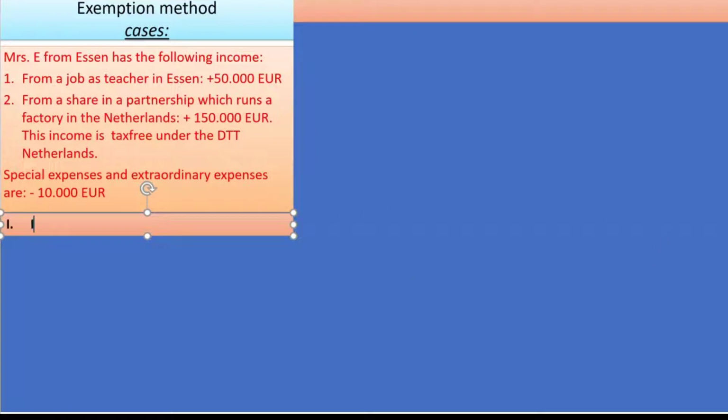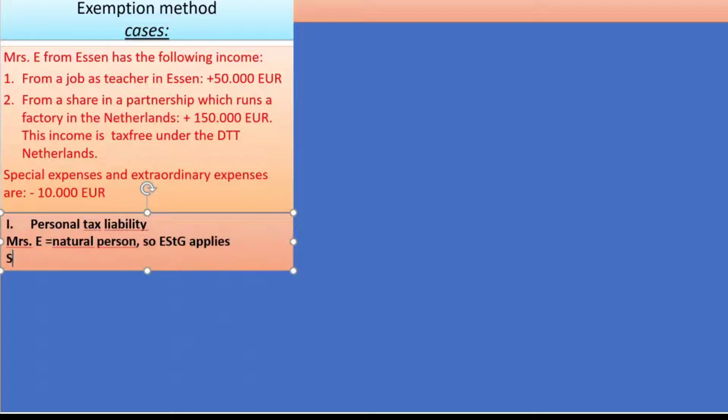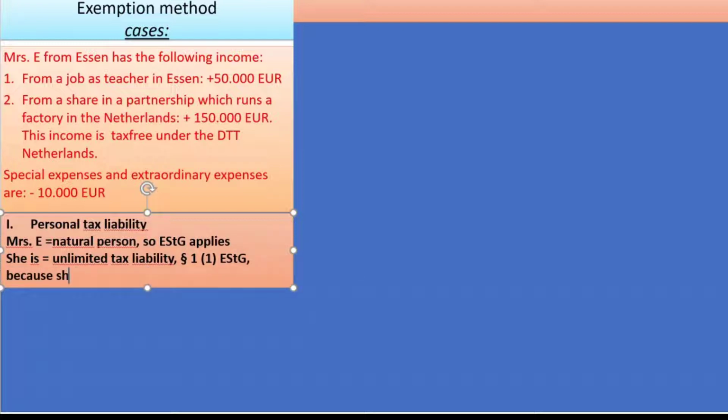Now let's again begin with the personal tax liability, and now the big surprise comes. Mrs. E is a natural person, so ESTG applies. She is in unlimited tax liability, paragraph 1 ESTG, because she lives in the inland, because she has her residence or home at Essen.